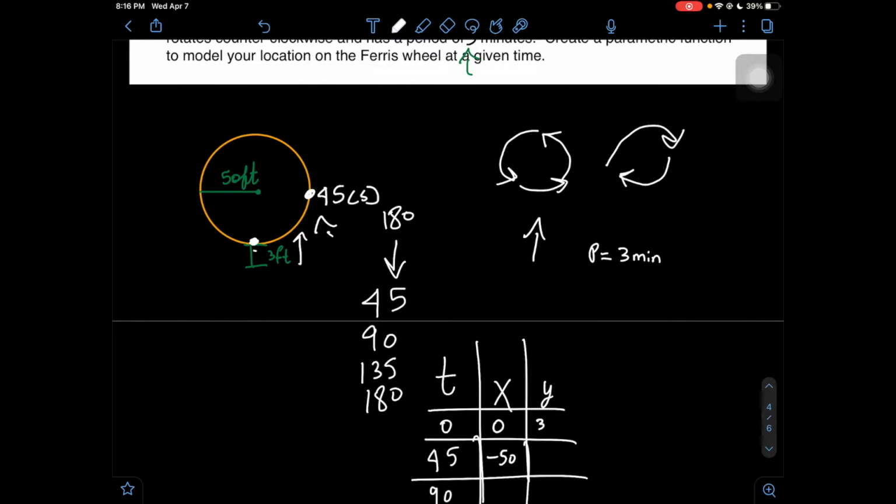That's how high we went. Well, if we add 50 plus 3, we get 53. And that's going to be the y value for 45 t. So we have 53 as our y.